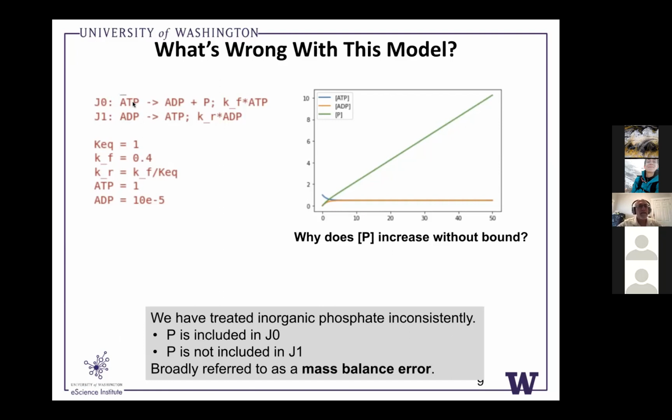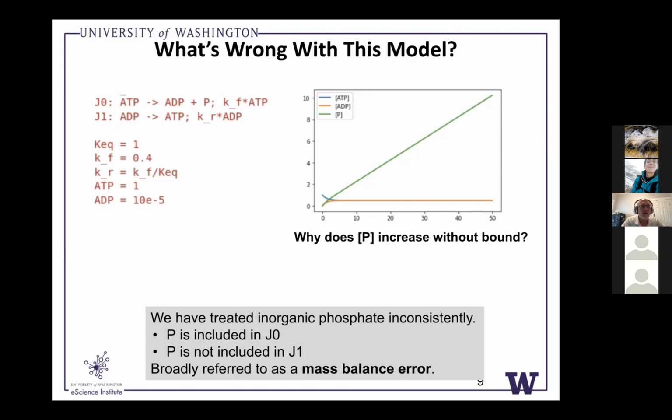Even this one here, we should add in water and make sure that things come out right. But let's say we ignore the water part for a minute. The issue is that we included phosphate over here in the hydrolysis, but in the synthesis, we don't include the inorganic phosphate. And so you could argue to some extent that it's not so much a matter of being mass balanced as being consistent.